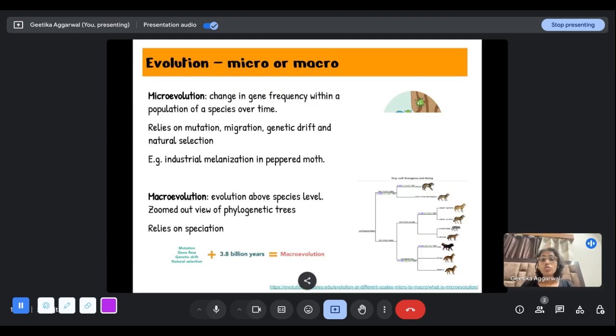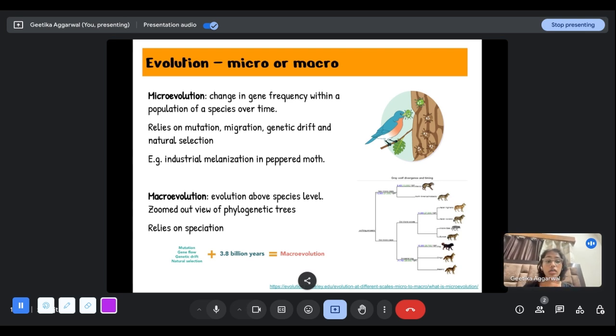Okay, so this brings us to the first question, talking a little bit about evolution, since the last week was mostly about evolution and how that happens. So, evolution can be described on two major scales. One is microevolution and one is macroevolution.